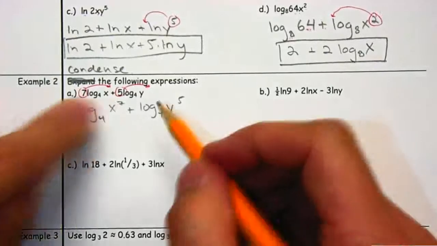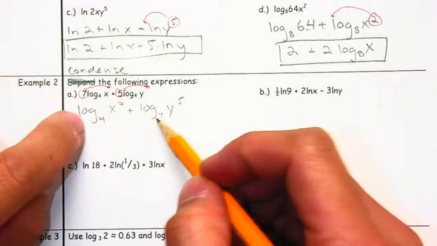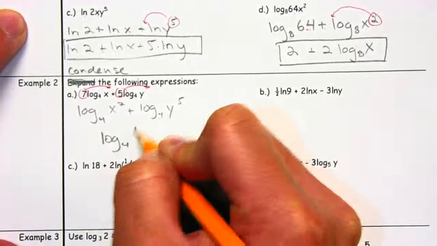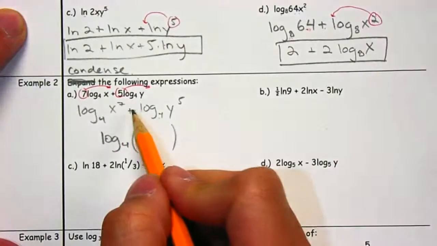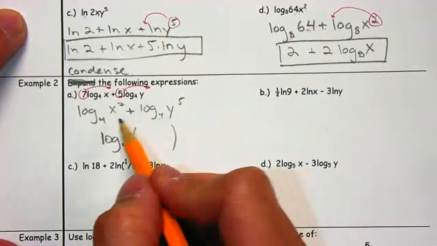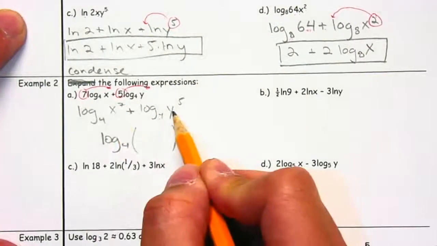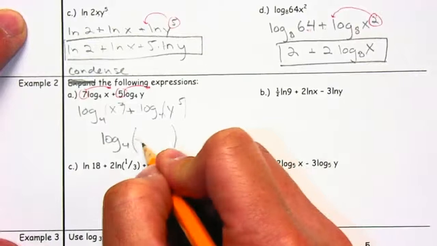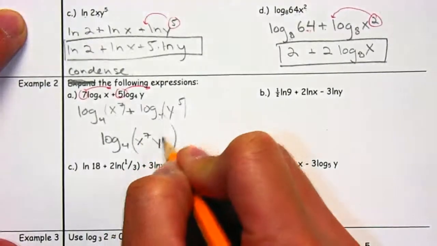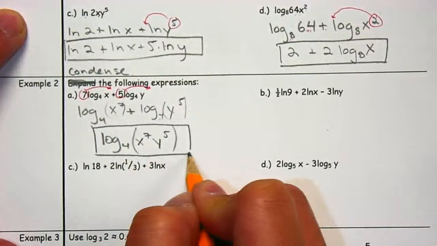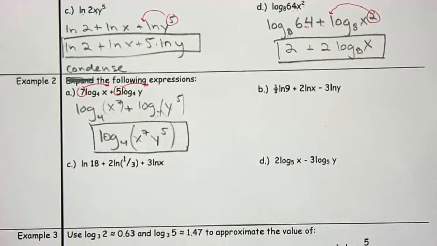And now that I have those back on there, we can condense these two logarithms back into a single log base 4. And inside that log base 4, all the pluses turn back into multiplication. So I'm going to have x to the 7th times y to the 5th. Right? So these two things are going to be multiplied, which we just do by writing them next to each other. And there we go. It's all condensed back down into one log. We condensed it.